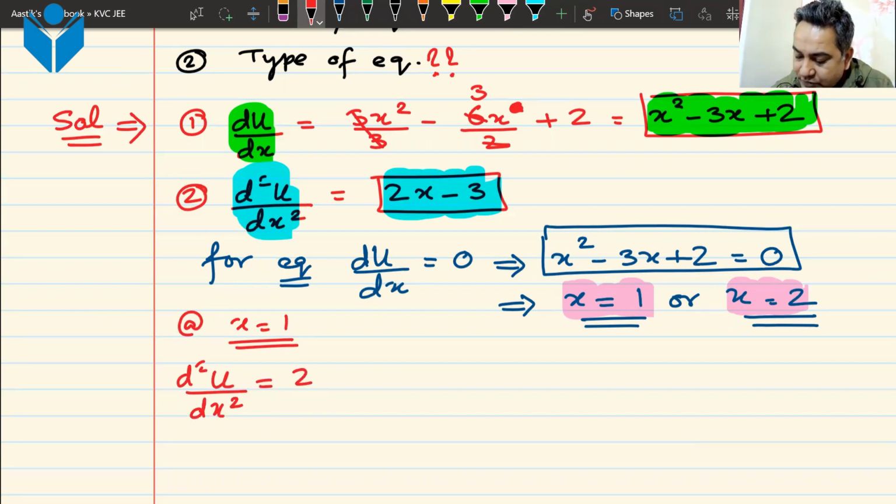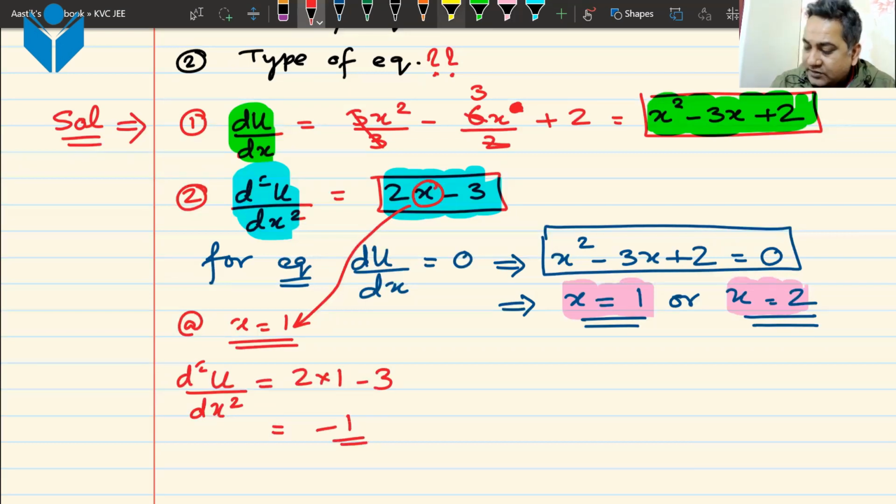What is the value of d2u by dx squared? So it becomes 2 into 1. I put x as 1. This x is 1. So I put x as 1. 2 into 1 minus 3. So I get the answer as minus 1. Did anyone get to this yellow step? This is the yellow step. Did anyone get to this yellow step?